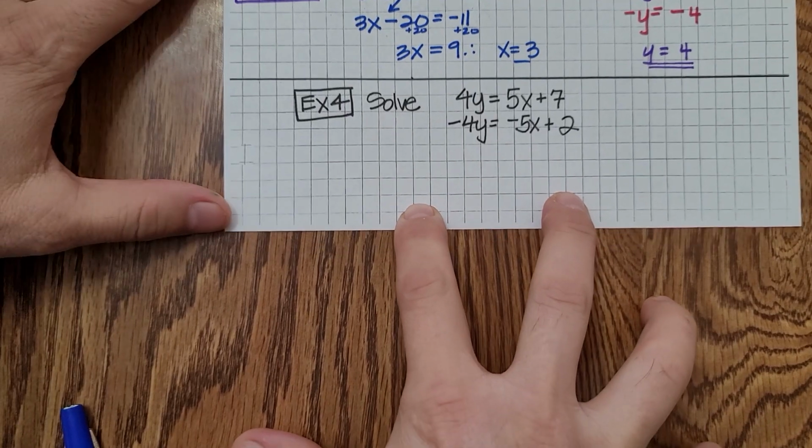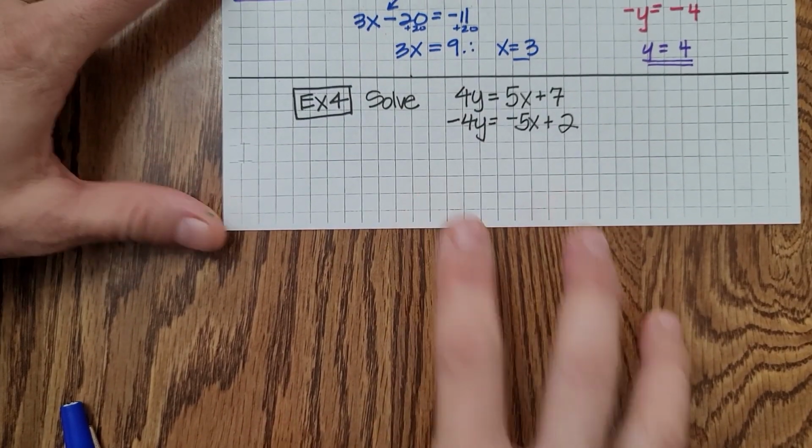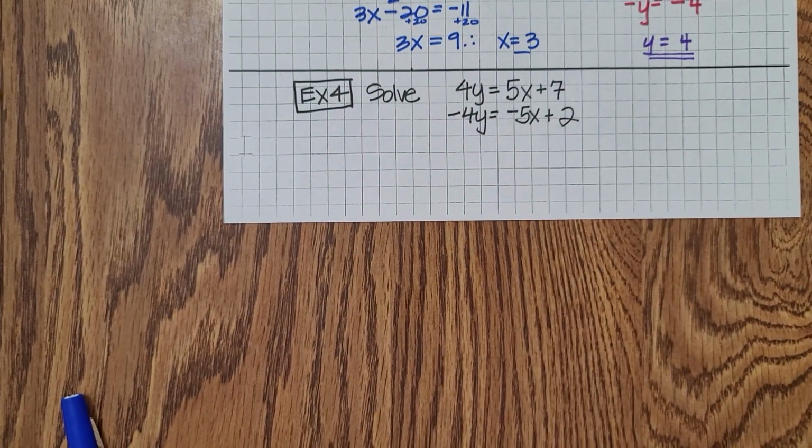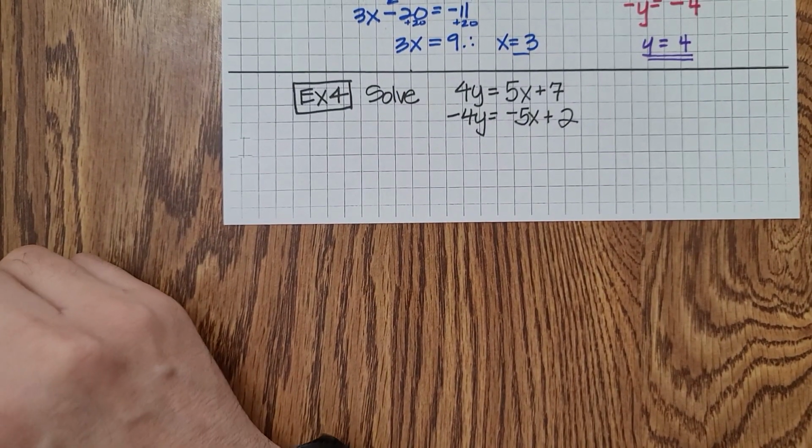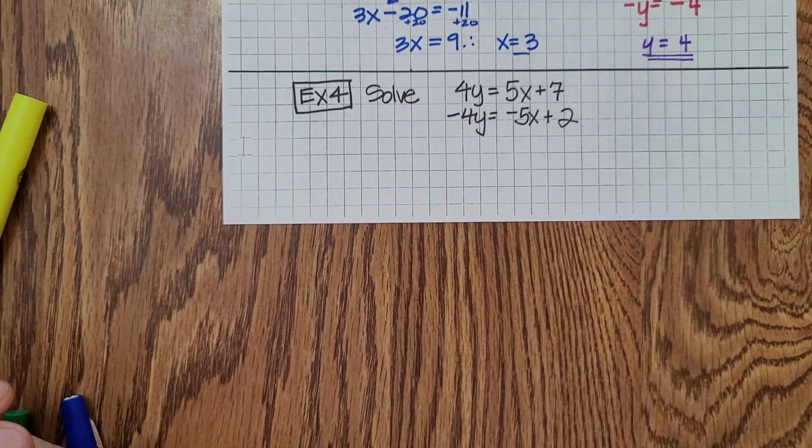Example 4. Solve. 4y equals 5x plus 7 and negative 4y equals negative 5x plus 2.